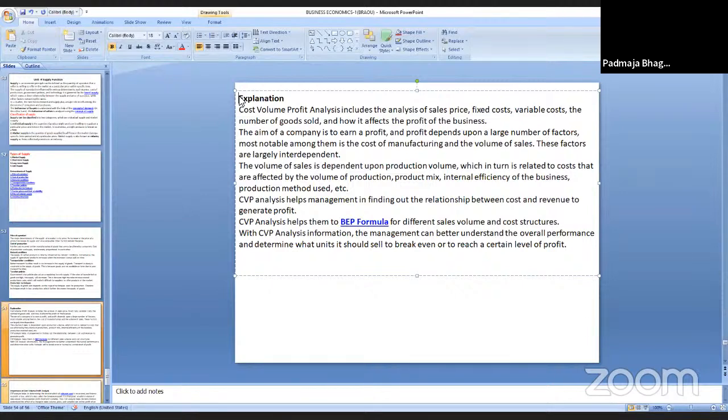of businesses. And the aim of the company is to earn profit. When they supply the goods at specific prices, then the company will earn profits. Okay, and the profit depends upon a large number of factors. What does a large number of factors mean? The most notable among them is the cost of manufacturing. And these factors are largely interdependent.